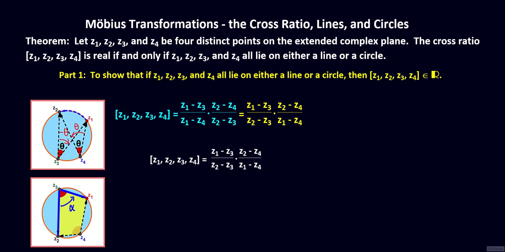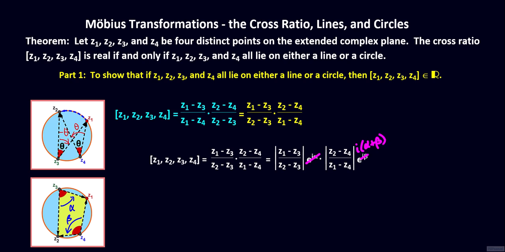In the same fashion, we take the angle at z sub 4, which we call beta, to be the principal argument of z sub 2 minus z sub 4 divided by z sub 1 minus z sub 4. So z sub 1 minus z sub 3 divided by z sub 2 minus z sub 3 equals its absolute value times e raised to the power i times alpha, and z sub 2 minus z sub 4 divided by z sub 1 minus z sub 4 equals its absolute value times e raised to the power i times beta. And so an argument for the cross ratio is alpha plus beta.